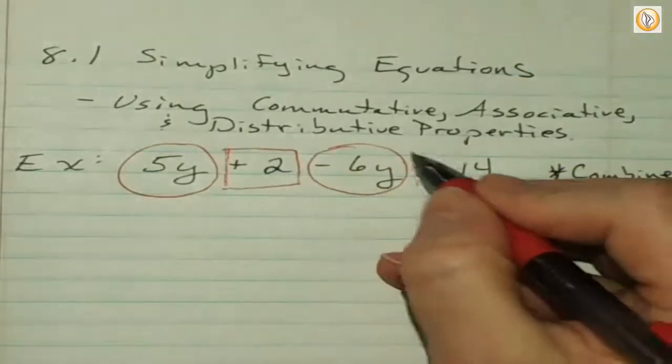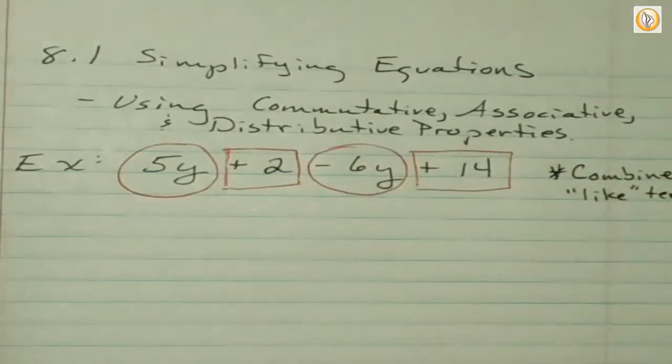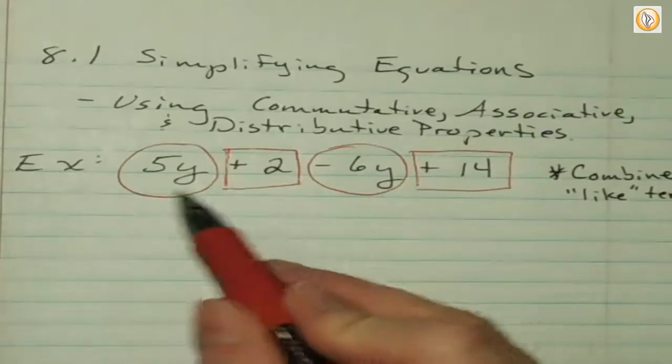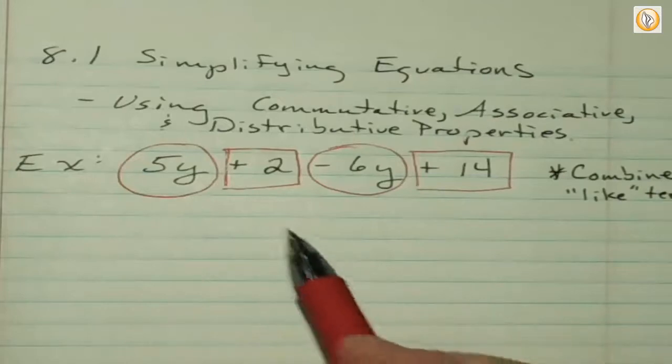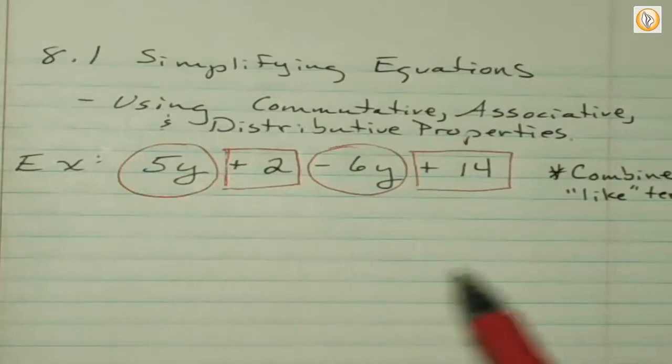Wait, what? You said multiplying. When you're multiplying and dividing, you can combine unlike terms. But when you're adding and subtracting, they have to be like terms.